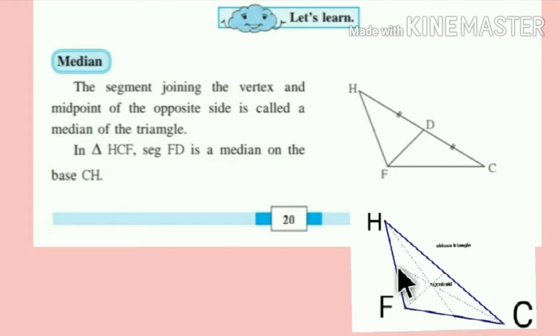So again see the definition of median: the segment joining the vertex and the midpoint of the opposite side is called the median of the triangle. So in the triangle HCF, seg FD is the median on the base, that is CH.